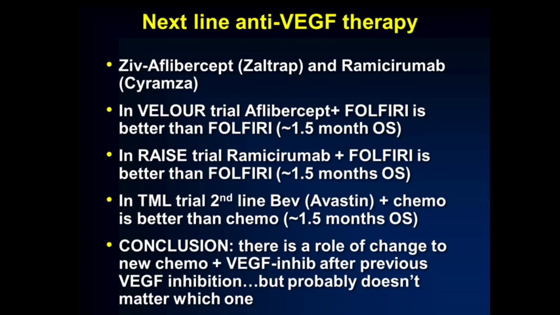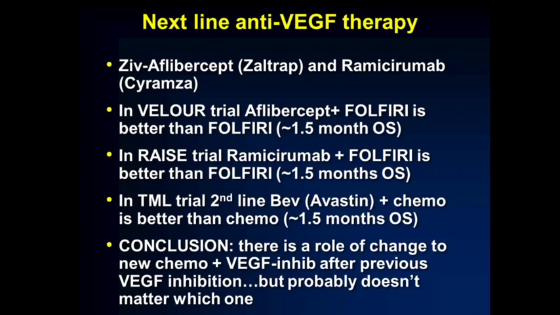Now, going over the data briefly in next line therapy, following progression on Avastin with chemotherapy. So in other words, second, third line data. There's data with Zaltrap and Cyramza, so ziv-aflibercept and ramucirumab respectively. The VELOUR trial showed that aflibercept plus FOLFIRI was better than FOLFIRI alone and offered a 1.5-month survival benefit. The RAISE trial with ramucirumab was very similar in design and showed the same, approximately 1.5-month survival benefit.